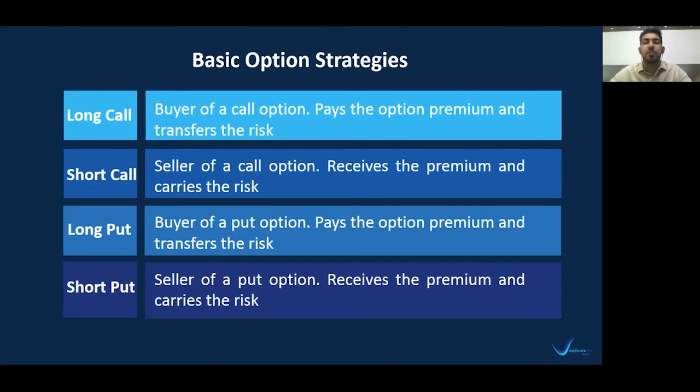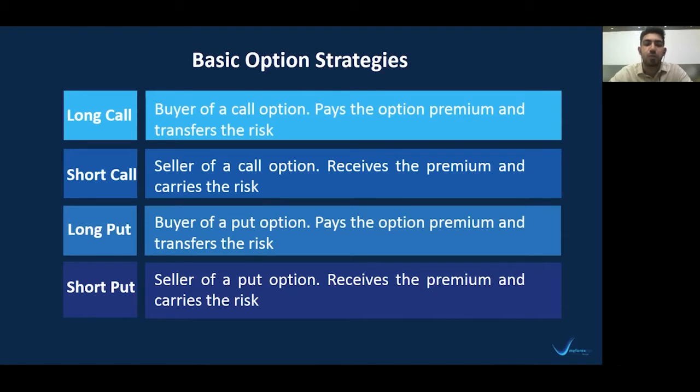Now let's take a look at basic option strategies. So these, let's group them together. Long call and short call are counterparties for the same contract, but are independent contracts. When I say long, it means I'm buying. When I say short, I'm selling. Whenever I buy, I pay a premium and I transfer the risk. And whenever I sell, I receive the premium and I carry the risk. In case of a long call, I'm paying the option premium and I'm transferring the risk. In case of a short call, I'm selling the option, I'm receiving the premium and I'm carrying the risk.